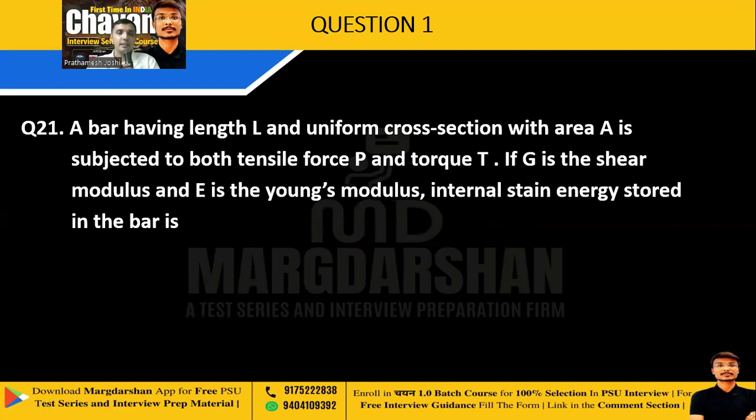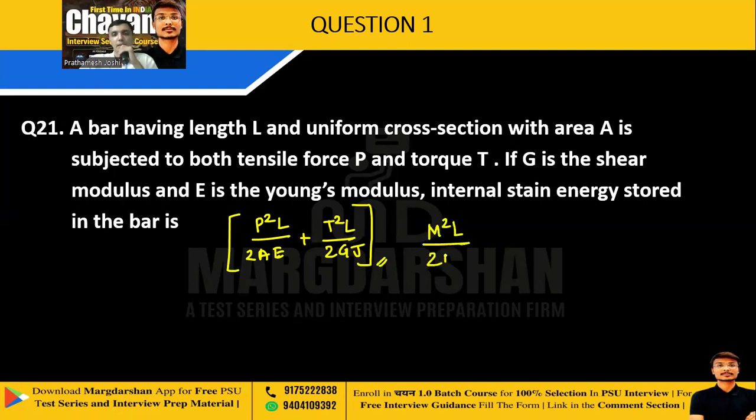A bar having length L and uniform cross section with area A is subjected to both tensile force P and torque T. If G is the shear modulus and E is the Young's modulus, the internal strain energy stored in the bar is simple. I have not kept the options here because we will just write P square L upon 2AE plus T square L upon 2GZ. That's it, simple. Just remember all this. And for bending it is M square L upon 2EI. So this was pretty straightforward.